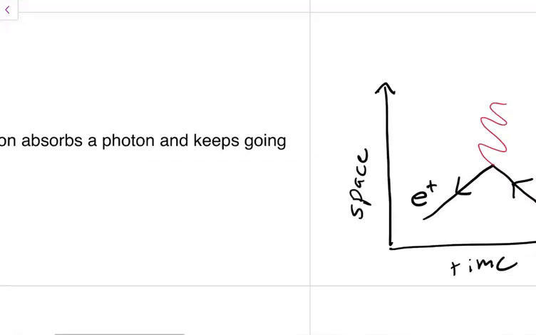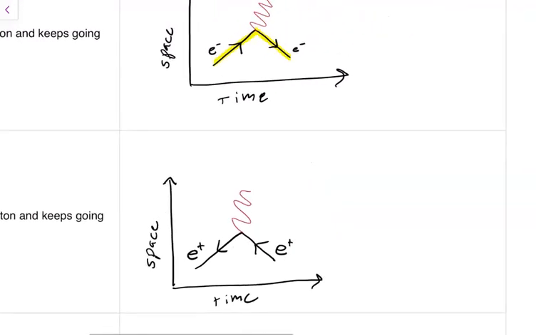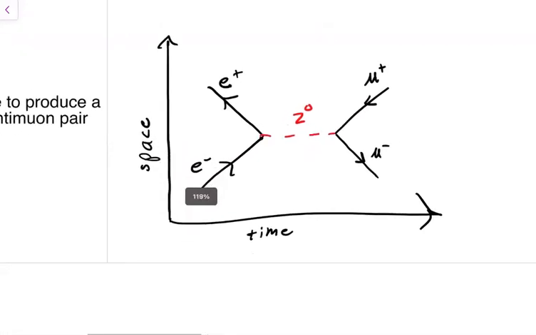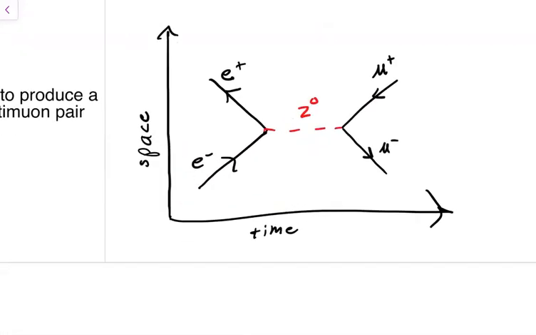So for a positron absorbing a photon and keeping going, here it is, the same as the electron absorbing a photon, just going backwards in time. That's the most important part. And for the next one, we had to draw two vertices in which an electron produces a positron, one going forward in time, one going backwards in time. And the Z boson is the exchange particle, and it exchanges with a muon pair as well. One thing to note here is that this positron and this electron are together, as well as this muon and this anti-muon are also together.